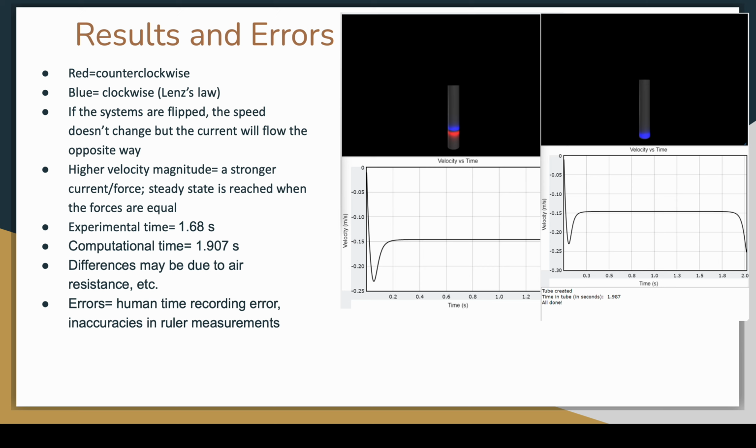As we found out, a higher velocity magnitude equals a stronger current and force, and the steady state is reached when the forces are equal. From our experiment, the time is 1.68 seconds, and the computational time is 1.907 seconds. The differences may be due to air resistance and other factors, and some errors include human time recording error and inaccuracies in ruler measurements.